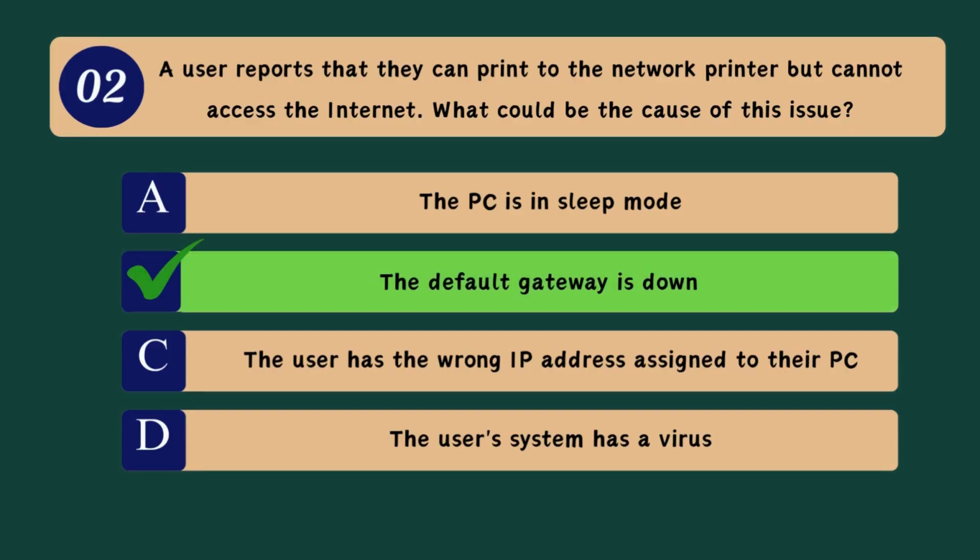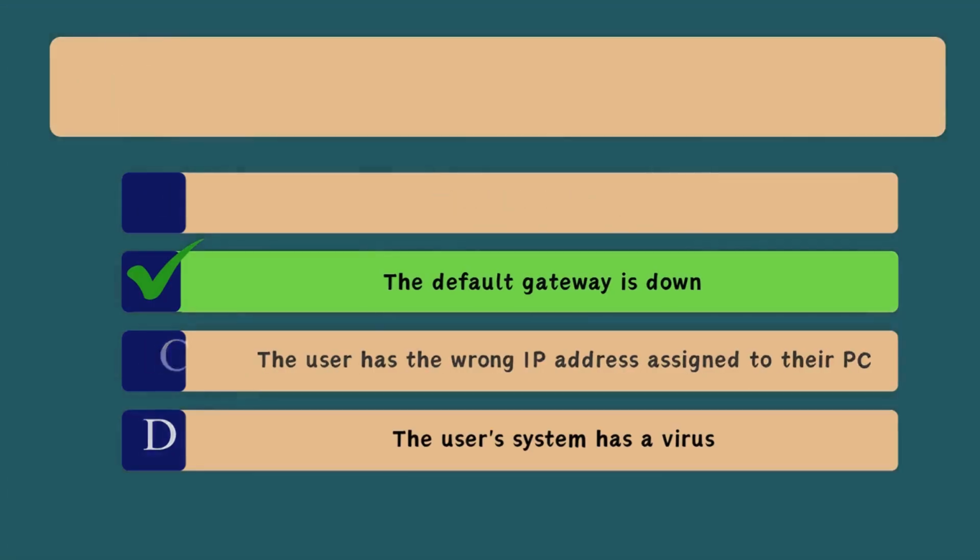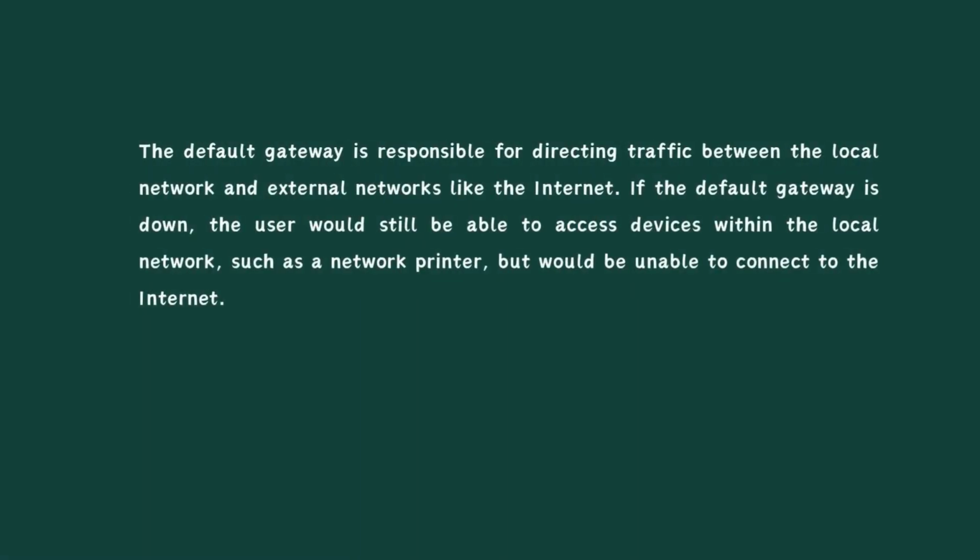Correct answer? B. The default gateway is down. The default gateway is responsible for directing traffic between the local network and external networks like the Internet. If the default gateway is down, the user would still be able to access devices within the local network, such as a network printer, but would be unable to connect to the Internet.